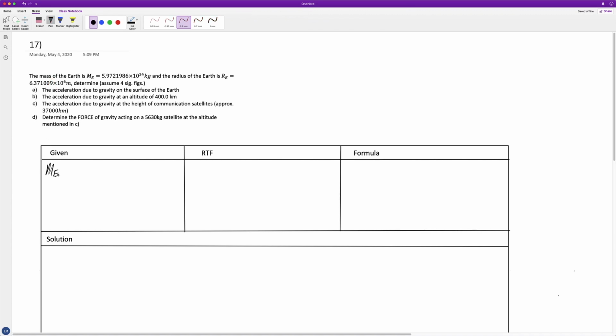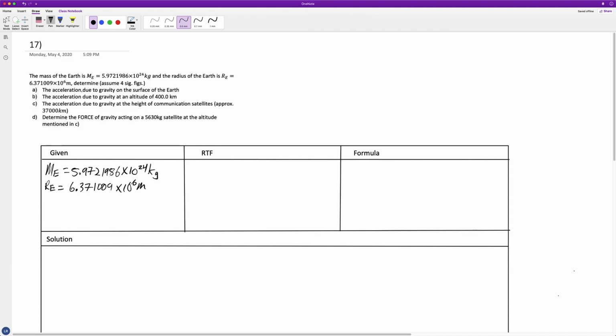So given, mass of Earth is 5.9721986 times 10 to the 24 kilos. Radius of the Earth is equal to 6.371009 times 10 to the 6 meters. And let's see what other information we're working with. So let's take a look at parts A through D to see if there's any other information.